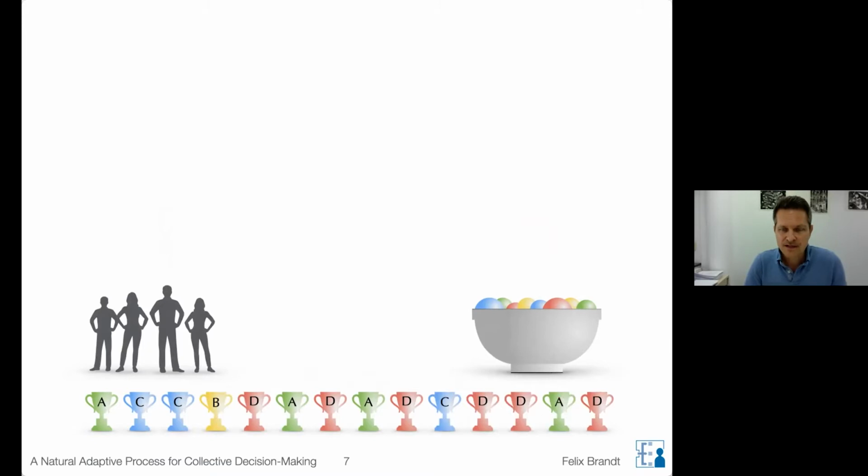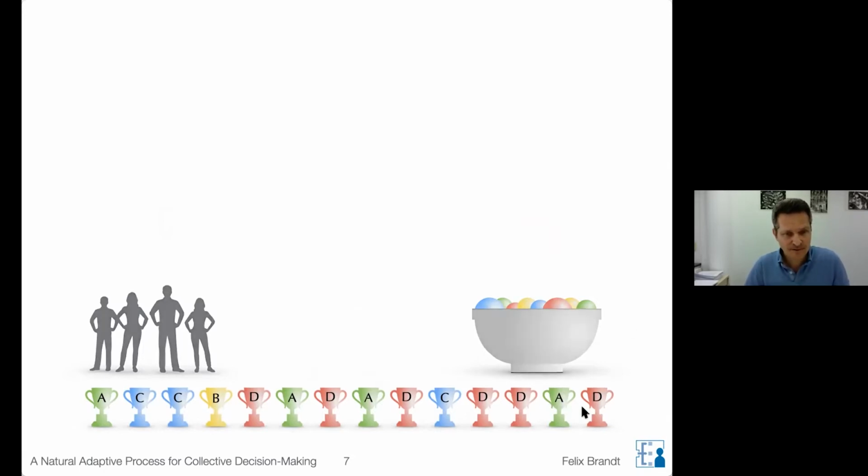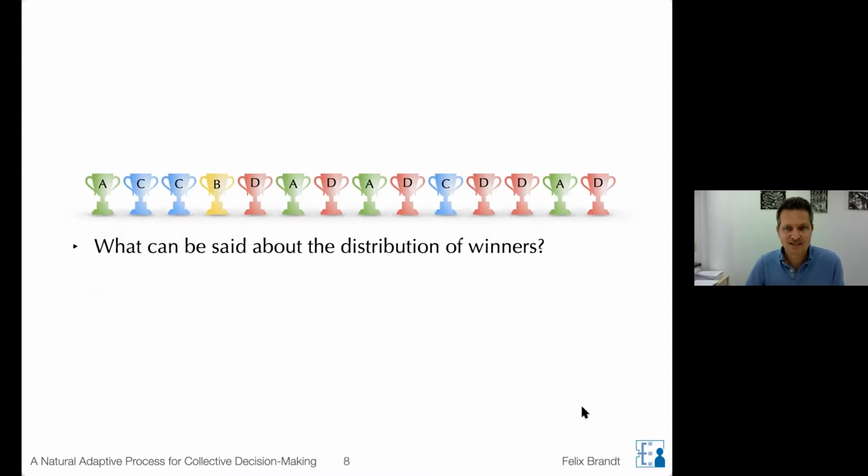Okay, and now you can ask many questions about this process, but one of the key questions that we are interested in is what can we say about this sequence of winners here? Or perhaps more precisely, what can we say about the distribution of winners? So does it converge? And if it does converge, against what does it converge? And this is what we are studying in our paper.